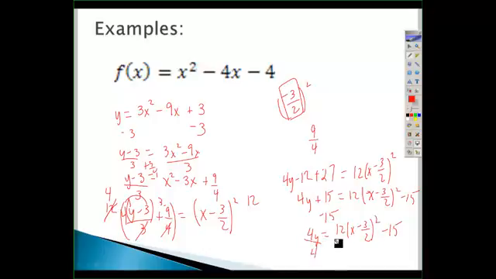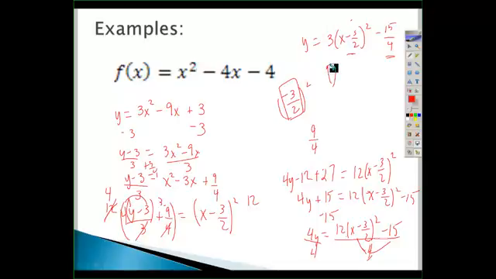And finally, I'm trying to find y, so I'm going to divide both sides by 4. My final solution is going to be, if I take 4 into this term, I get 3 times x minus 3/2 quantity squared. And I have to also divide into this term as well, minus 15/4. So y would equal 3 times x minus 3/2 quantity squared minus 15/4. Now the vertex is 3/2, negative 15/4. The a value is 3, so it's going to be a little steeper, and it'll be a min value.